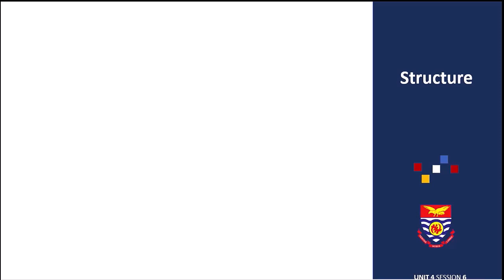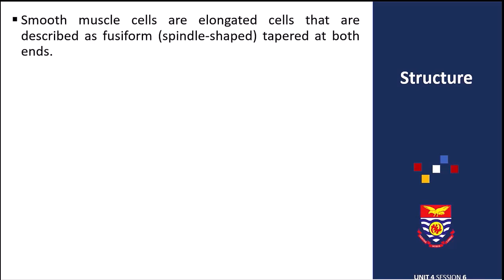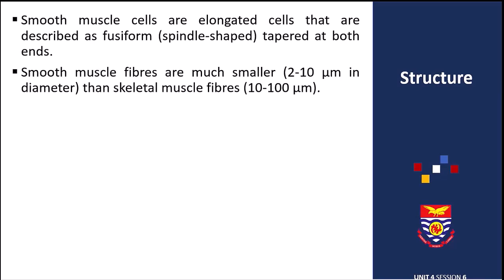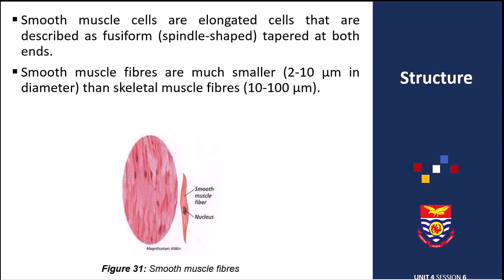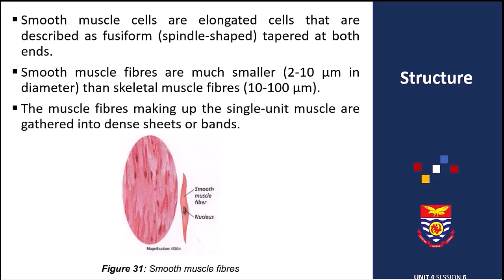The smooth muscle cells are elongated and spindle-shaped, that is tapered at both ends, and their diameter is much smaller compared to skeletal muscle fibers. So as shown in figure 31, we have a smooth muscle cell or smooth muscle fiber which is elongated and tapered at both ends, indicating the nucleus as well.